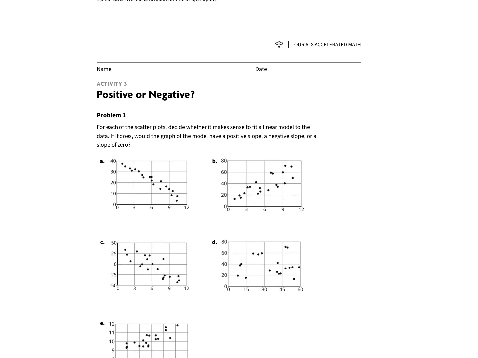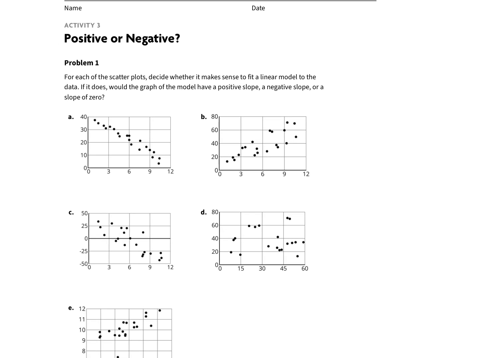All right, so for this last activity, you are given 5 scatter plots. For each of the scatter plots, you will need to decide whether it makes sense to fit a linear model to the data. If it does, then decide would the graph have a positive slope, a negative slope, or a slope of 0. Just keep in mind that sometimes a linear model is not the best fit. There are other types of models out there, and sometimes no model would make sense. So go ahead, pause the video, and answer question 1, and then we'll come back and talk about question number 2.